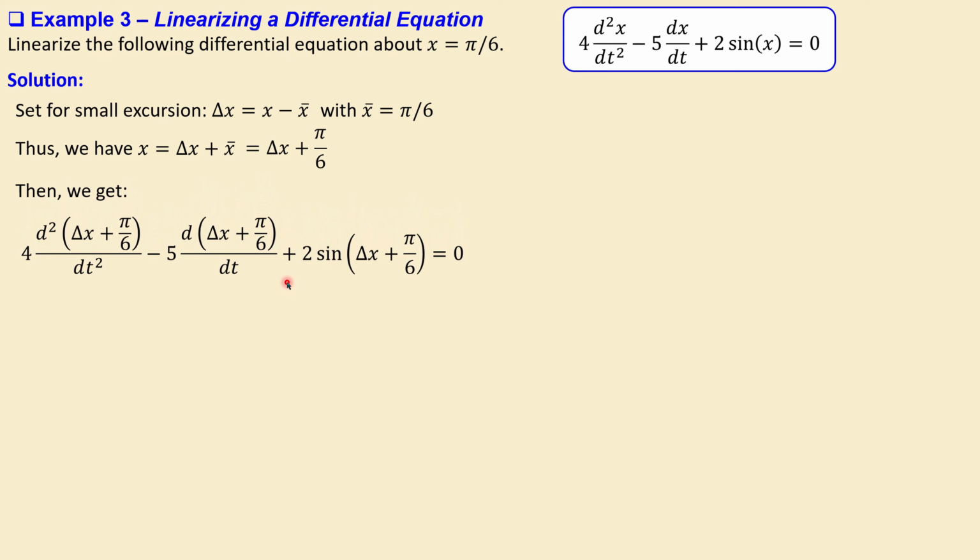Then we get the following. So everything just substituted in here. So you replace x by delta x plus pi over 6. That's the only thing you do. This is then the result.